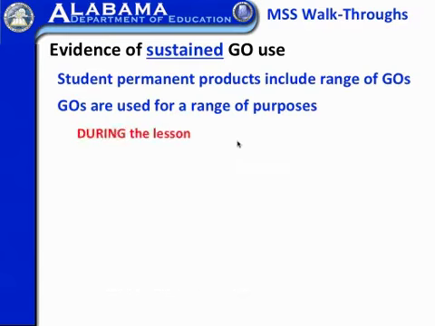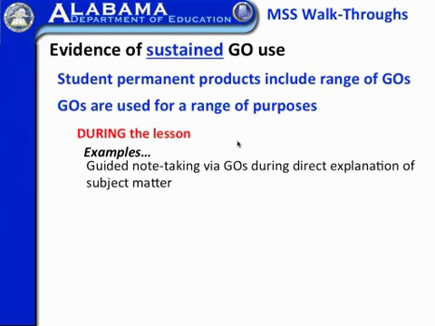Likewise, during the lesson, there are some key things to look for. Probably the most important, well, not the most important, but these are several things to look for. One is guided note-taking, using the graphic organizers during direct explanation of subject matter. For example, when a science teacher is explaining a science concept or a process, they're using a graphic organizer and doing guided note-taking on it as they're explaining the information. Another great time to use it during a lesson is guided reading via graphic organizers as the text is analyzed.